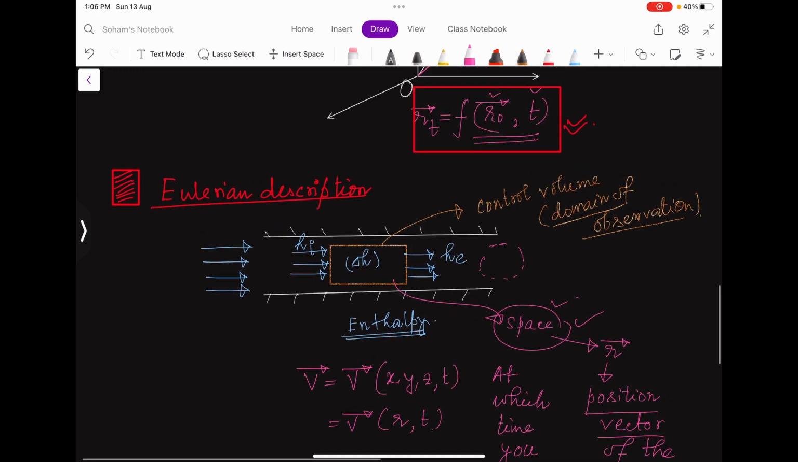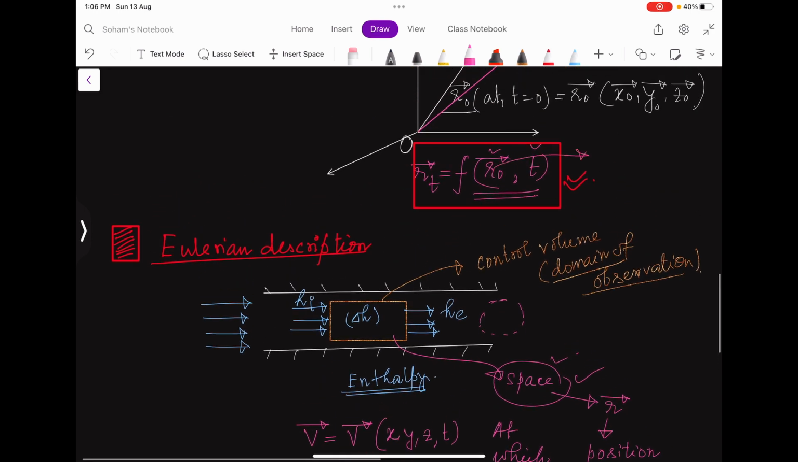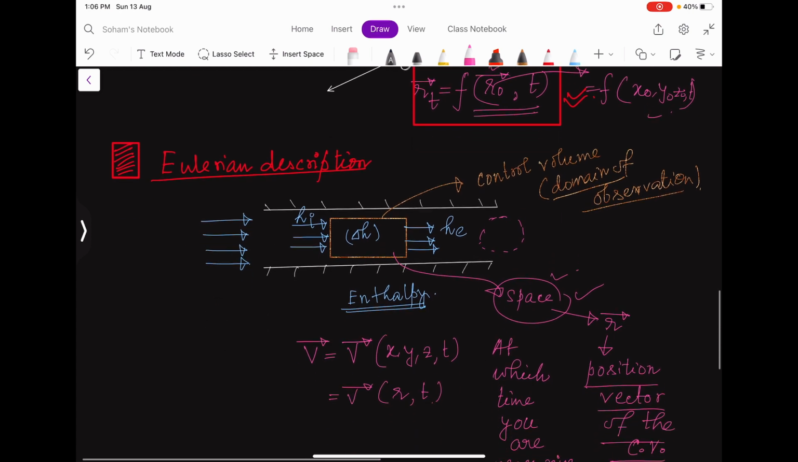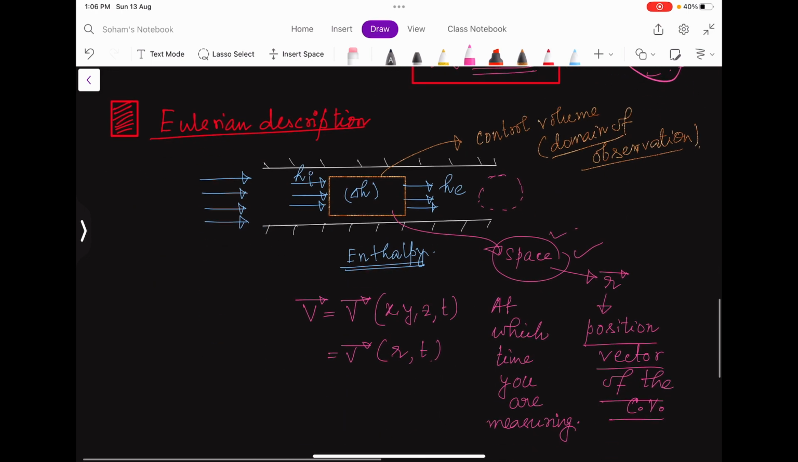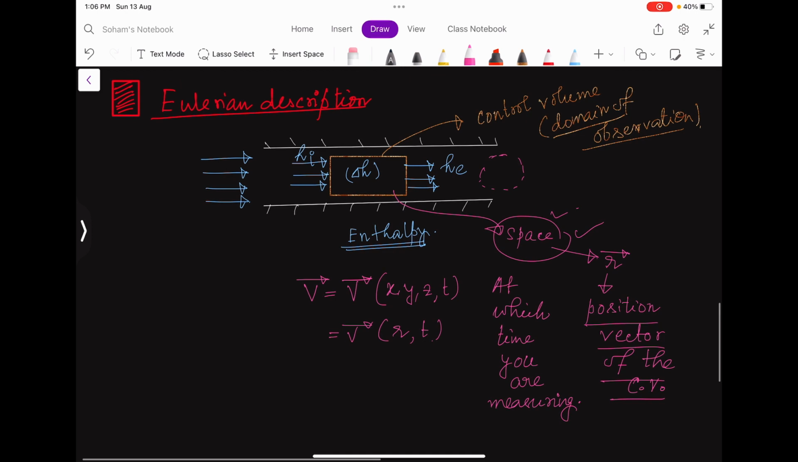Okay, and here actually this r naught is a function of x, y, z. So here I can write it as x naught, y naught, z naught and t. The main funda is that you have to be very careful. This x naught, y naught and z naught are the position vector of the particle at time t equal to 0, but this x, y, z are the position vector of the control volume at time t, actually that will not matter because this position is fixed.